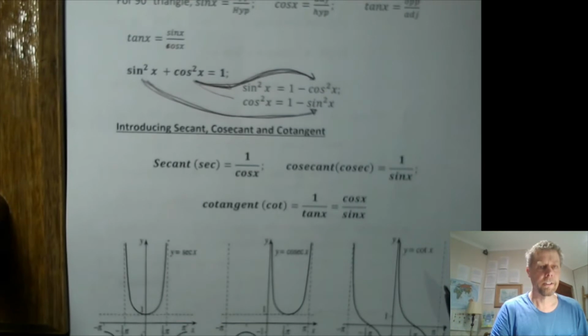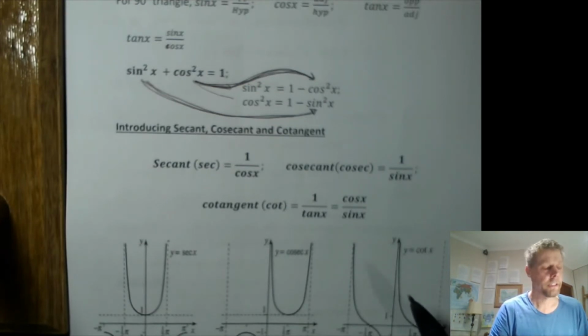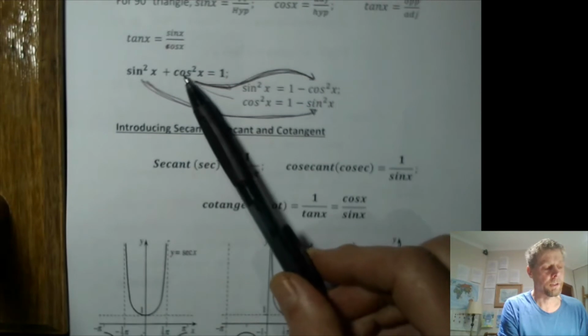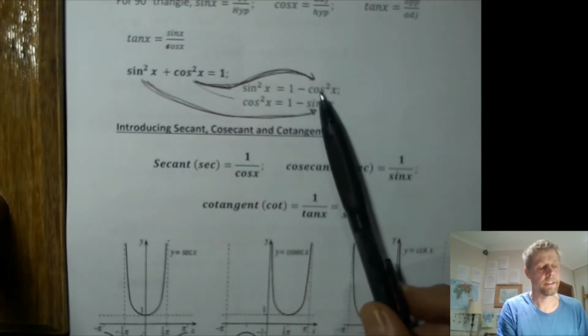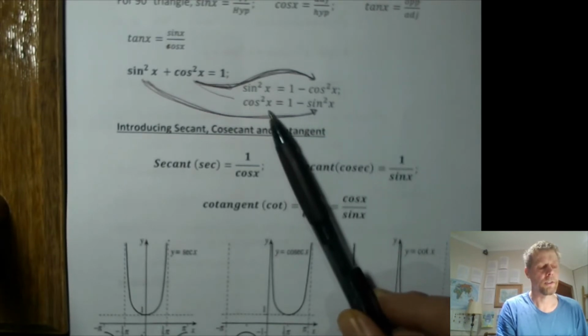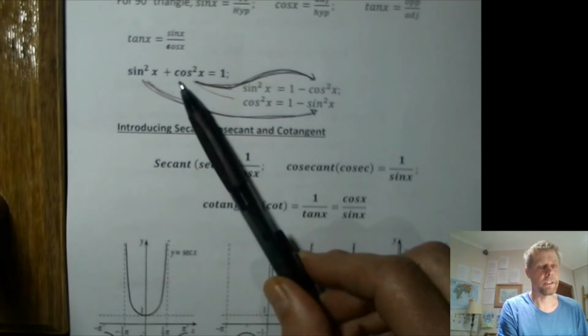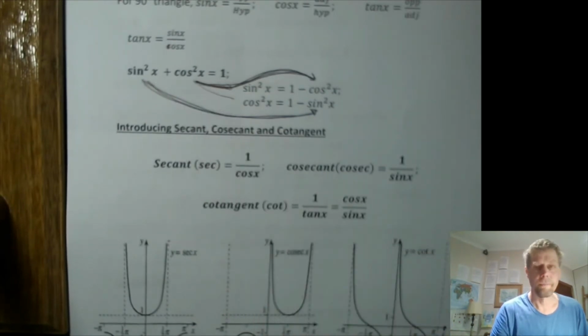Then we've got this rule, sine squared x plus cos squared x equals 1. This rule is used quite extensively in the section, so you need to know it. And from that, if we move the cos squared x across to the other side of the equation, we get sine squared x equals 1 minus cos squared x, and cos squared x equals 1 minus sine squared x. So this is an important equation, and you need to know it quickly.